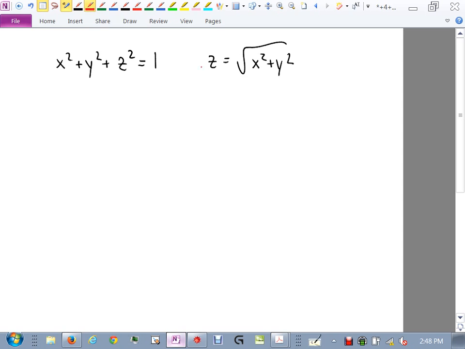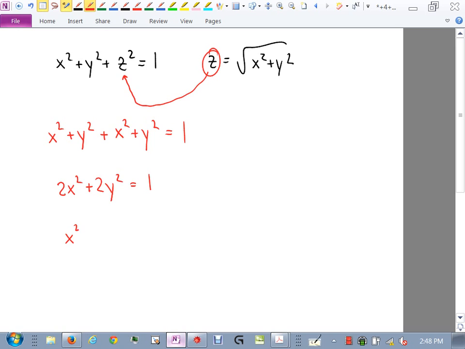Well, what I'm going to do is take this z right here and plug it in right there. When I do that, I square it, so it becomes x squared plus y squared plus x squared plus y squared equals 1. Now put those together, we get 2x squared plus 2y squared equals 1. Divide everything by 2: x squared plus y squared equals 1/2. And this is my radius squared, 1/2.